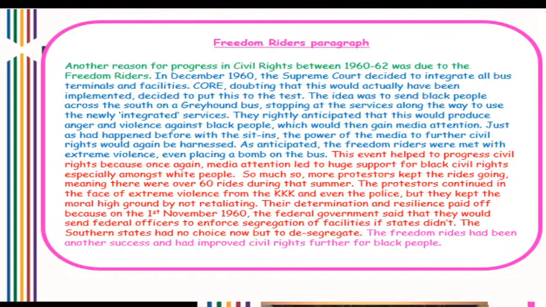Their determination and resilience paid off because on the 1st of November 1960, the federal government said that they would send federal officers to enforce segregation of facilities if states didn't. The southern states had no choice now but to desegregate. The Freedom Rides had been another success and had improved civil rights further for black people.